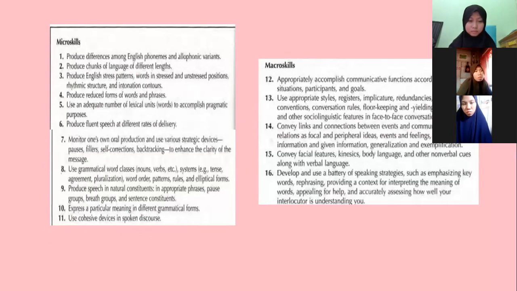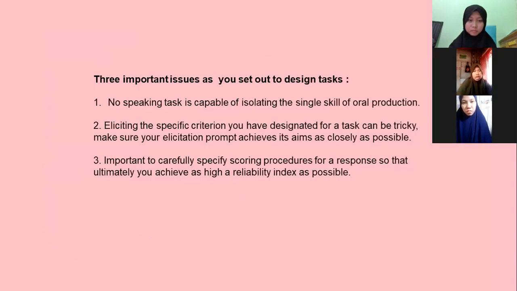Okay, this slide talks about objectives to assess speaking. Then next, we talk about three important issues as you set out to decide on a task. The first is that no speaking task is capable of isolating the language skill of oral production. And then the second is that selecting the specific criterion you have decided for a task can be tricky. Make sure your elicitation achieves its aims as closely as possible. And then the third, the last, is that it is important to carefully specify scoring procedures for a response so that ultimately you achieve as high a reliability index as possible.